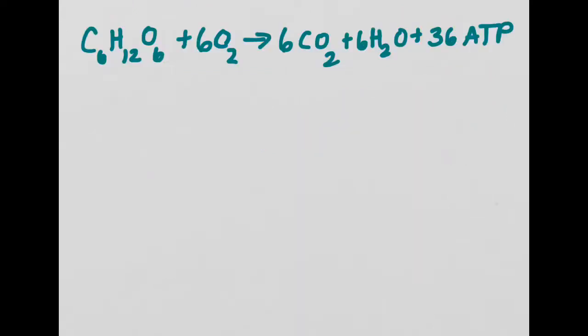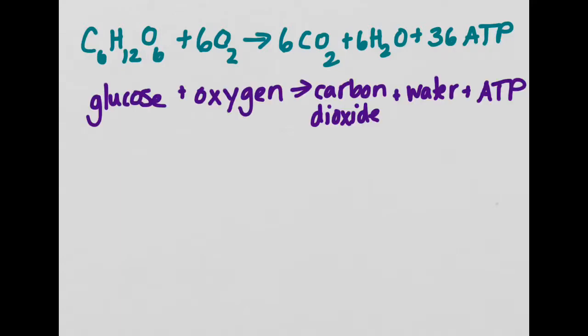The process of cellular respiration is going to be using enzymes to break down our glucose, C6H12O6, and this is going to be happening in the presence of oxygen so that we can then produce our ATP, right? That's our cellular energy. So there I have written out for you in words.